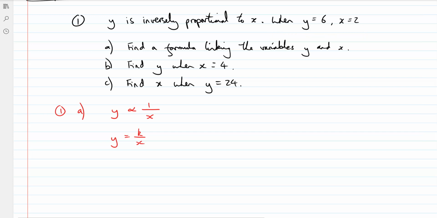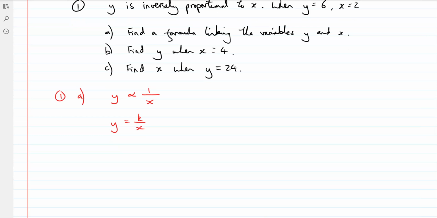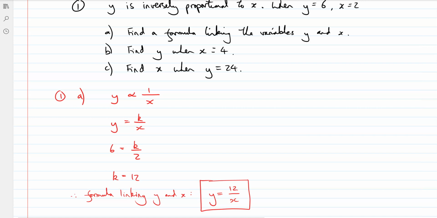So here we have y equals 6 when x equals 2, so we put 6 in for y and 2 in for x. Rearrange, so times both sides by 2, 6 2s are 12, so we get k equals 12, and therefore my formula linking y and x is y equals k over x, but we know k is 12, so we can just put that in here, so we get y equals 12 over x. That's our formula linking the variables, and that is the formula that we're going to use from now on in this question.